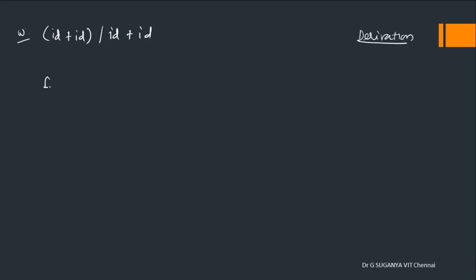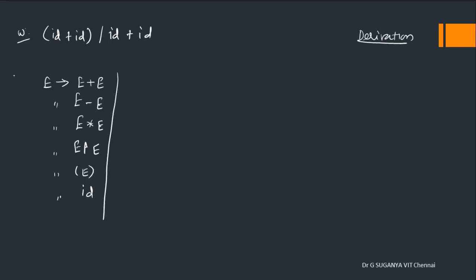So, what to do? We have to start with E. If you want, we can write down the grammar also. E gives E plus E, E minus E, E star E, E slash E, within bracket E, and then ID. So all is E gives. Yes, this is the given grammar. Now, let us do leftmost derivation first.